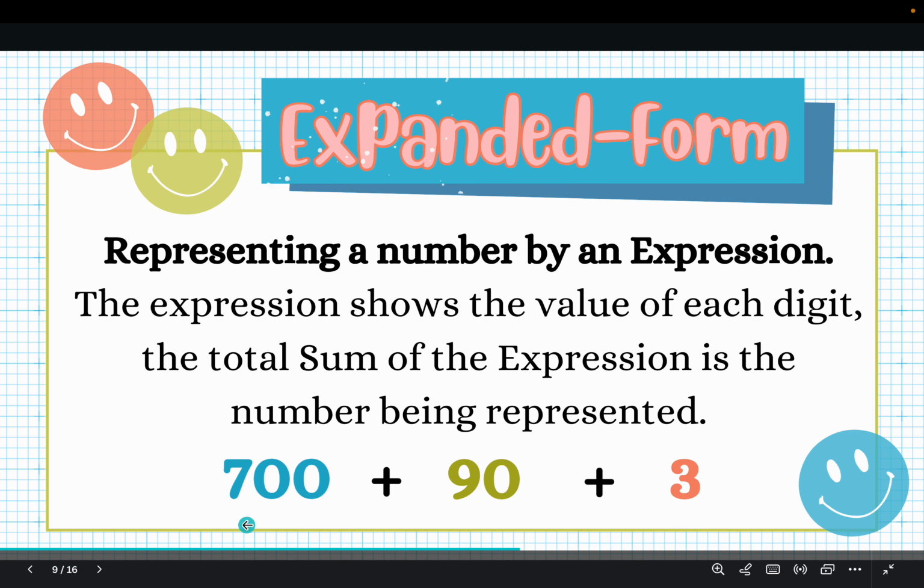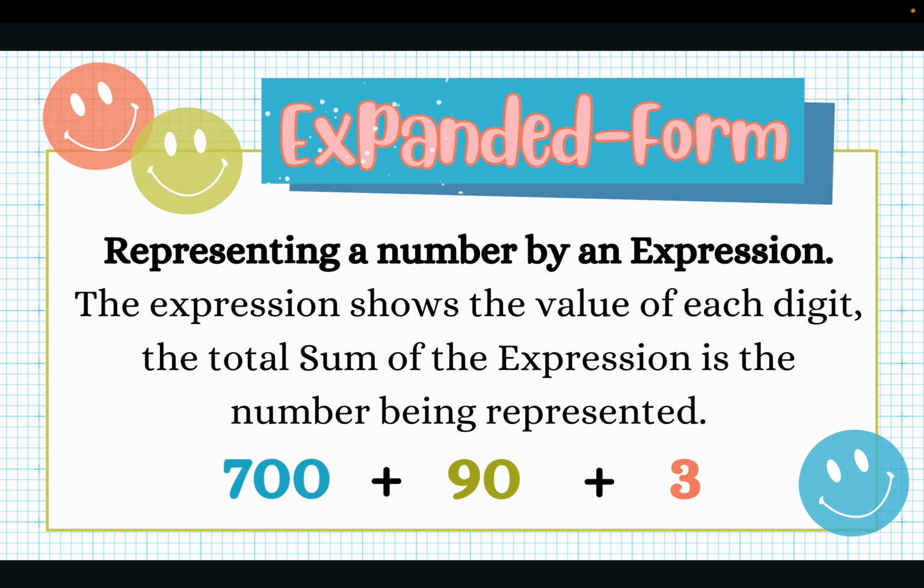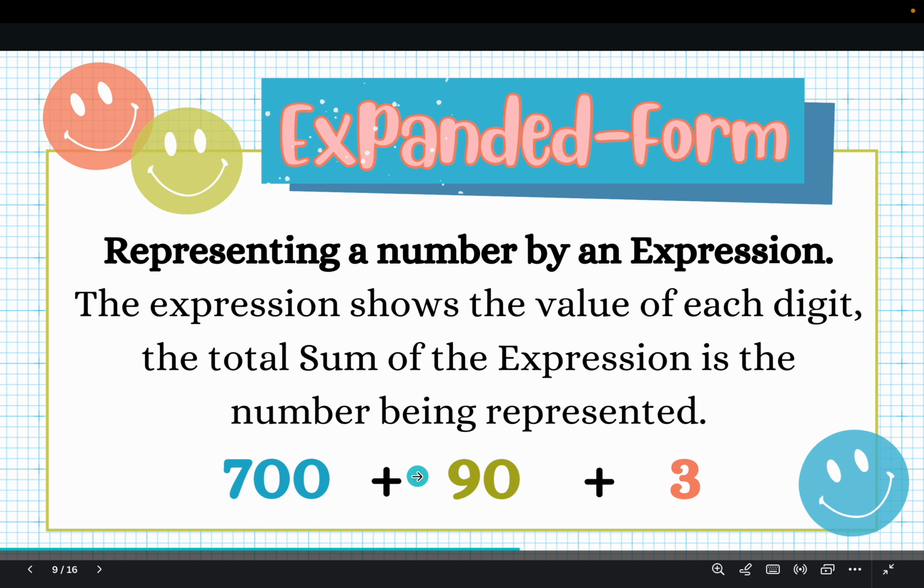So this is 793 in expanded form. We have 700 plus 90 plus 3. That is 793 in expanded form.